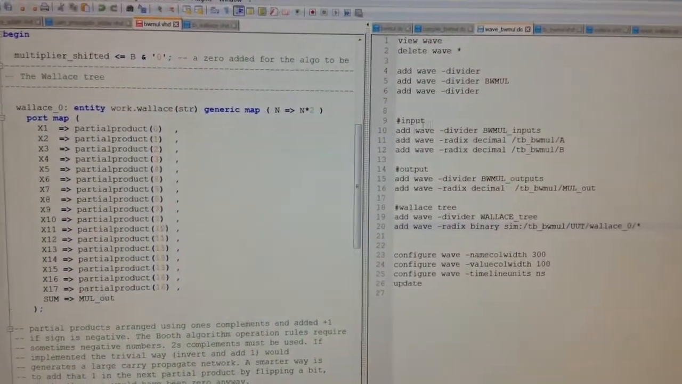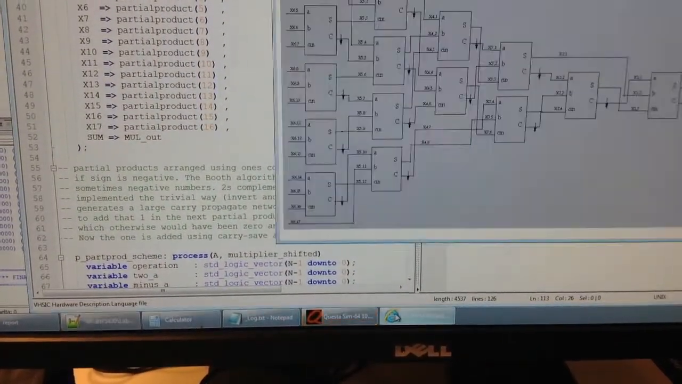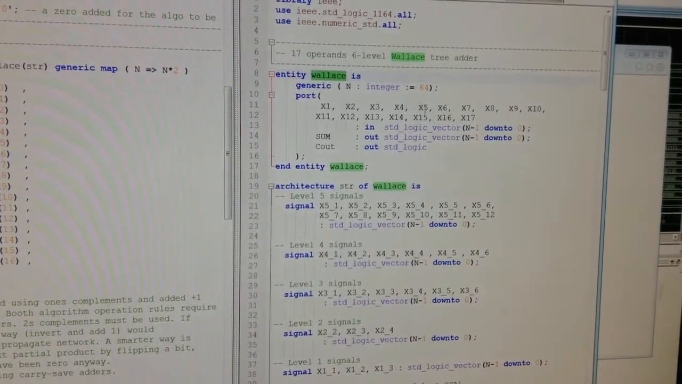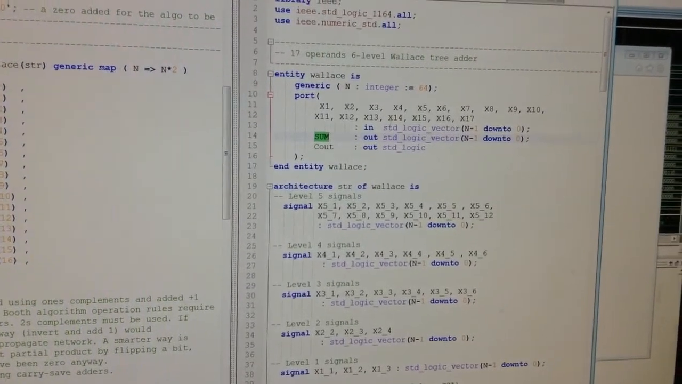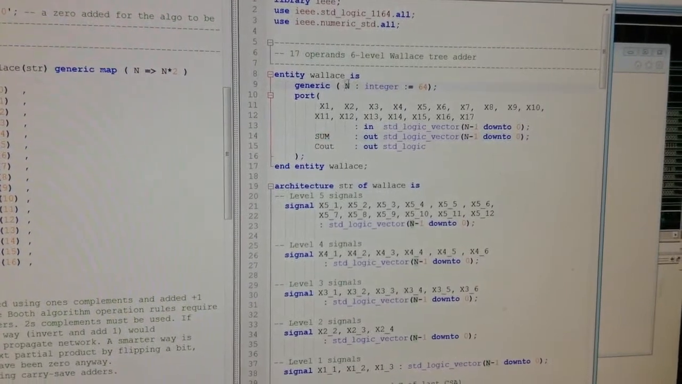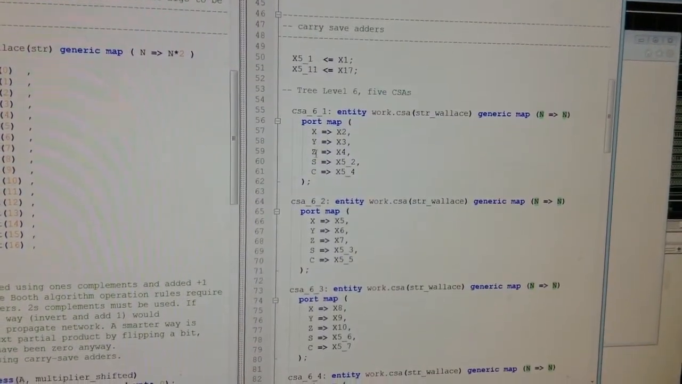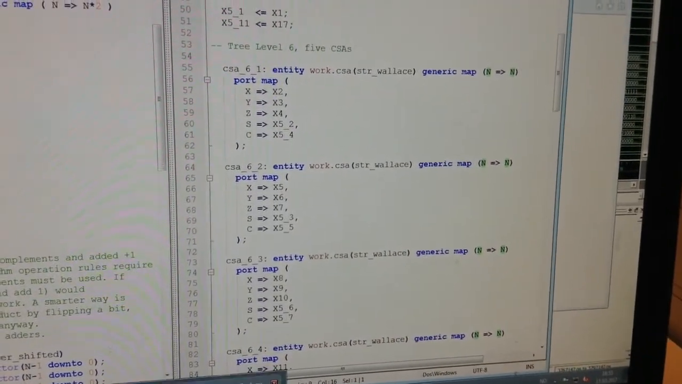The Wallace tree is built up, well, you have seen it here though. So it looks like this. It has 17 inputs and then a sum and a carry out, right? The nice thing about this is that you can put in whatever bit size you want. They have 3 inputs and then 2 outputs. Those are the compressors.